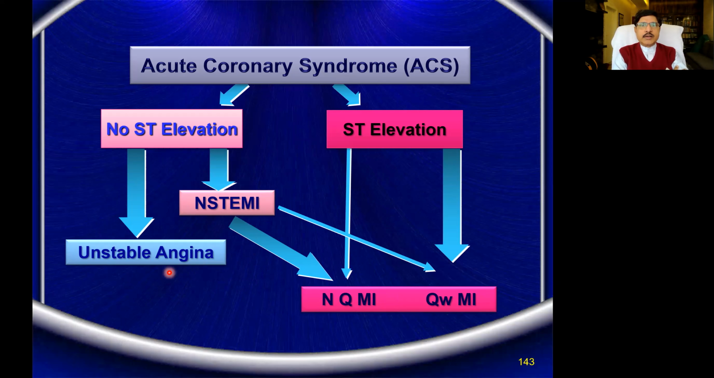What are the three entities? Basically, no ST elevation or ST elevation. What is the baseline like? Does the baseline show depression, or is it elevated? No ST elevation means ST depression is the feature. No ST elevation with only T wave changes can also occur; that is more with unstable angina. But in NSTEMI, there will be depression of the ST segment. The other group is people who have ST elevation, who have a typical transmural infarct. So let's go further.